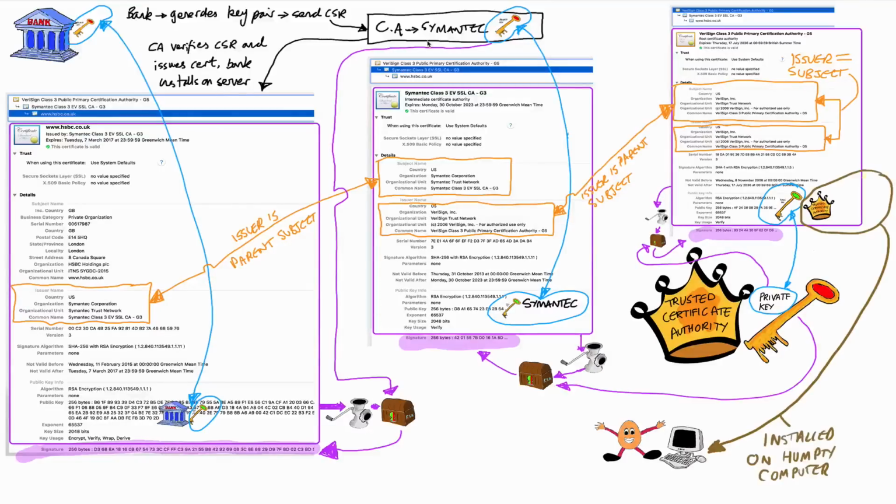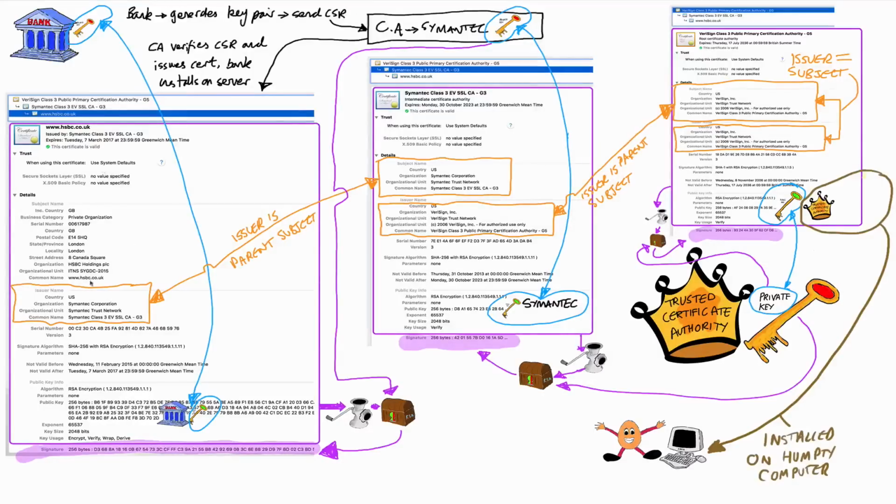Anyway, after all that validation happens, what Symantec do as a certificate authority is take the information in the CSR, all the information that HSBC filled in, and create a document called an SSL certificate from that. We've talked about SSL certificates. That's the actual time when this SSL certificate gets created, by the certificate authority, containing the details in the certificate signing request.